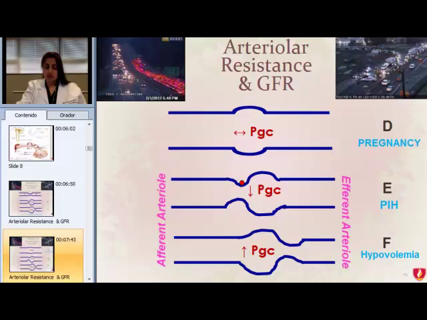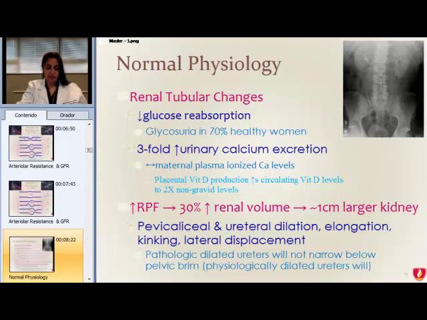In pregnancy, there is vasodilatation in the afferent as well as the efferent arterioles, and so there is no net change in the glomerular capillary pressure. However, in pregnancy-induced hypertension, there is vasoconstriction in the afferent arteriole to protect the glomerulus from the high blood pressures. In cases of hypovolemia, the vasoconstriction occurs in the efferent arteriole, I'm sorry, to protect and maintain the glomerular filtration pressure, which is dropping from the hypovolemia.